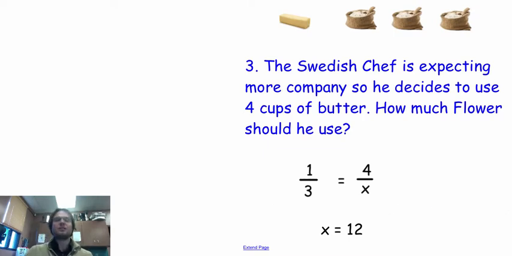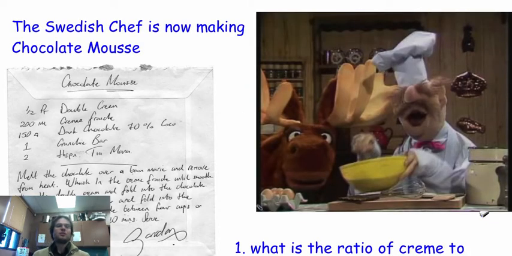Let's look at my next Swedish chef question. So this time, the Swedish chef is making chocolate mousse.